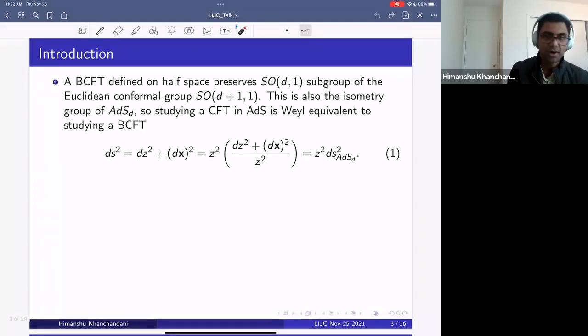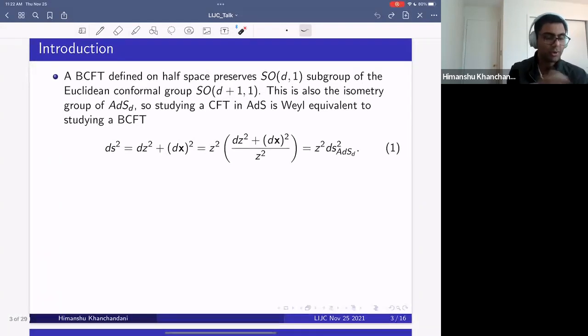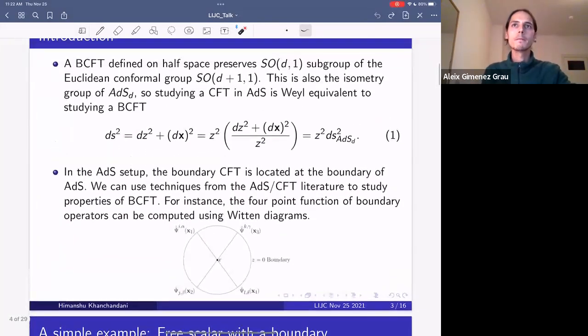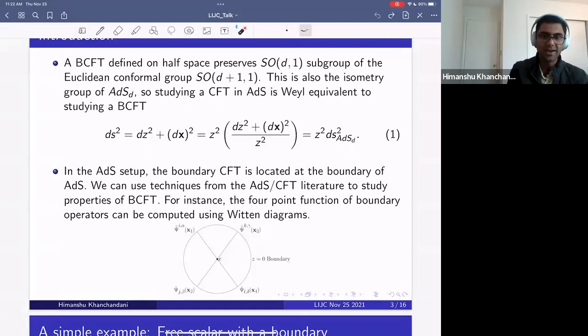The main idea is that a Euclidean conformal field theory has symmetry group SO(d+1,1). If you introduce a boundary, then the symmetry group breaks to SO(d,1), and this is also the same as the isometry group of AdS_{d+1}. So you can study a CFT in Euclidean AdS, and that has the same symmetry group as the boundary conformal field theory. If you write down the AdS metric in Poincaré coordinates, this scaling is pretty obvious. So you study your CFT in AdS, then the AdS has a boundary, and the boundary conformal field theory is on the boundary of AdS.